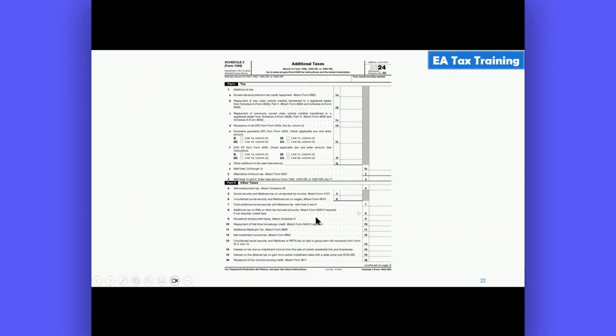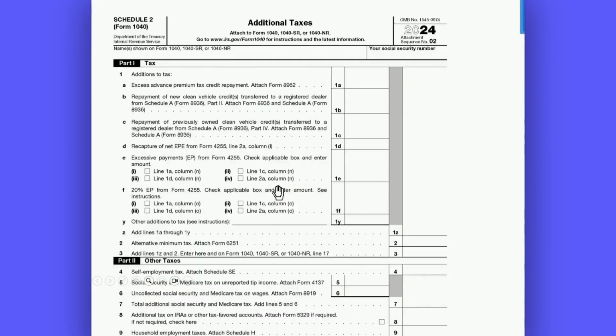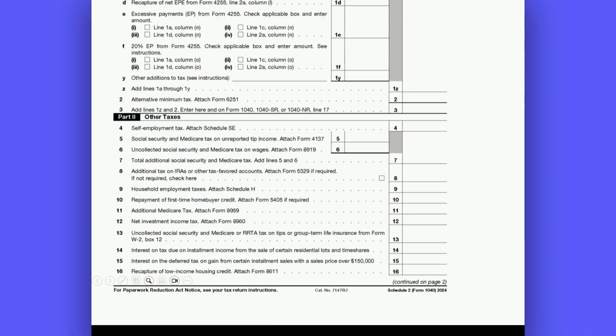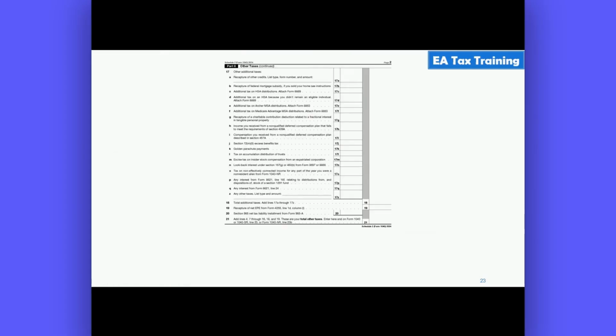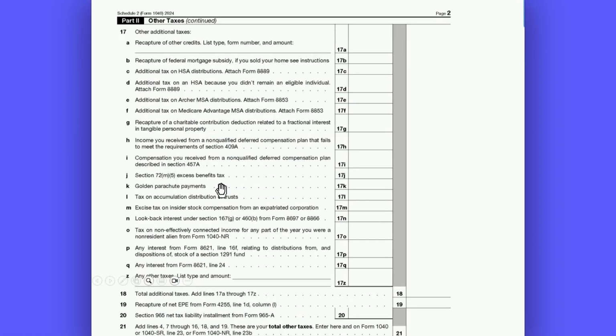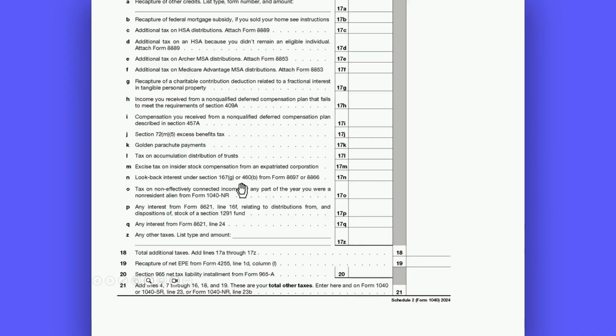How do we report these other taxes? Glad you asked. We put them on Schedule 2 of the Form 1040. So you can see you've got different parts where they are broken down separately. And again, we will be talking about most of these. We're not going to cover every possible other tax. We're going to be covering the ones that are likely to be tested on the exam and that are more common in practice. But this is where they are all shown.